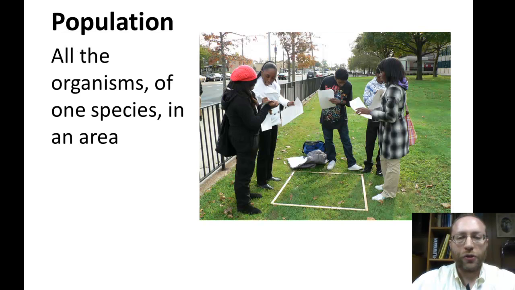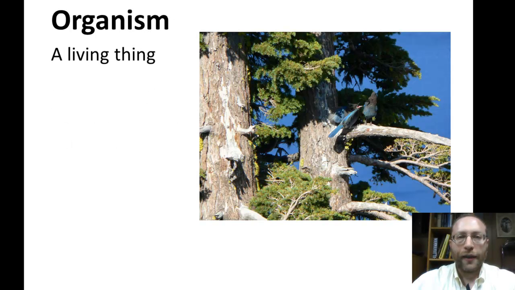Below the community, we come to population, and those are all the organisms of one species in an area. And you may remember this lab that we did earlier, where we basically were looking at 4 different populations of weeds that was growing in our school's front yard. And the smallest that we get to in terms of ecology would be organism, and that is a living thing. And here actually we see 2 different kinds of living things. We see a bluebird and we see a tree. Looks like it's a spruce tree, I believe.